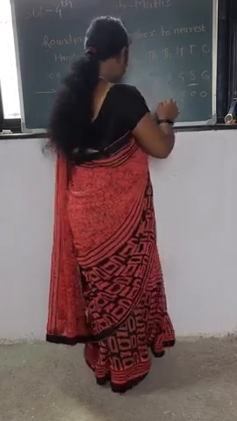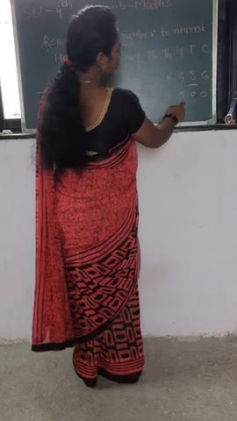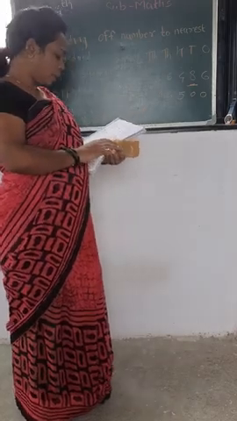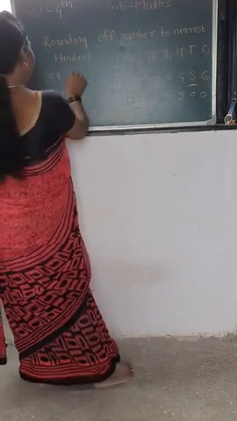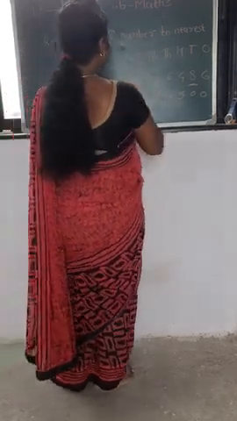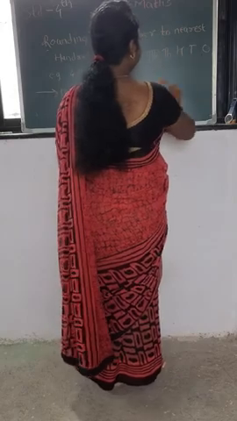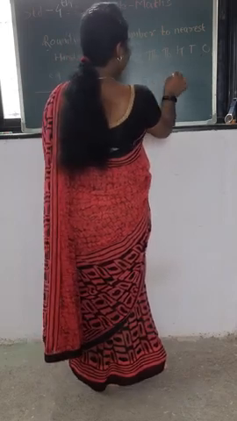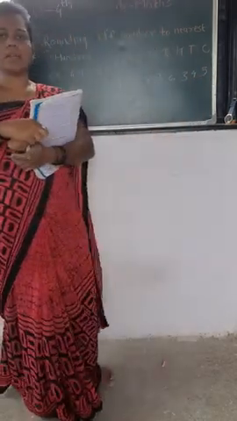Then the rounded number is 8,36,500. Then the next number is 496345. First write it in its place values.